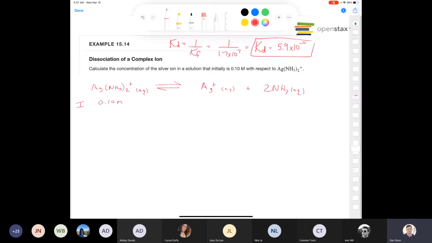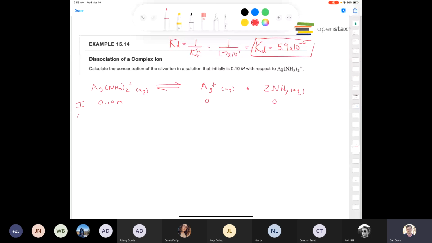Now, if you don't believe me that you can solve this problem using Kd, it's the same thing as when we looked at buffers. Remember, we were always able to solve for concentration. You can use Ka or Kb, it doesn't matter. You just have to have the equilibrium set up correctly. So watch, we can solve this using Kd and we should get the exact same answer.